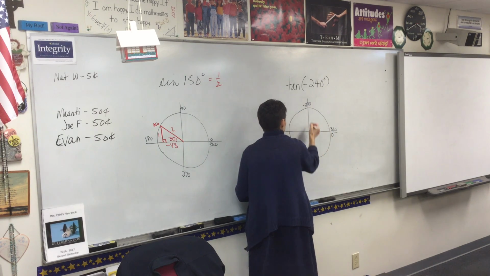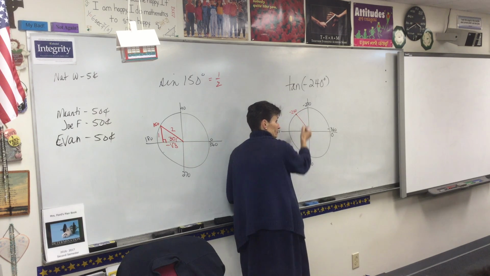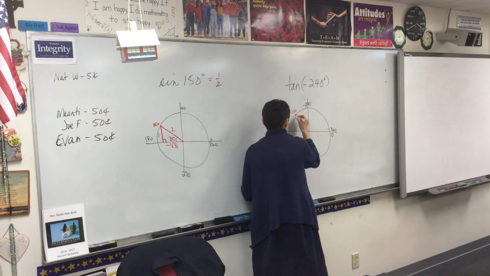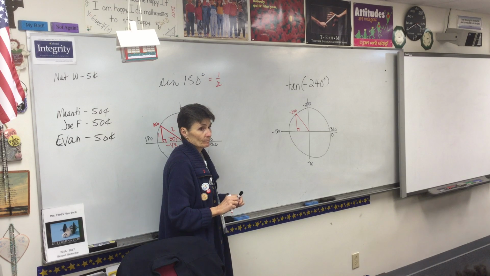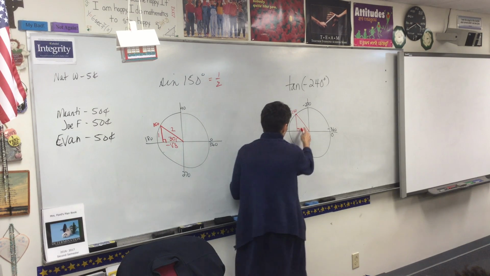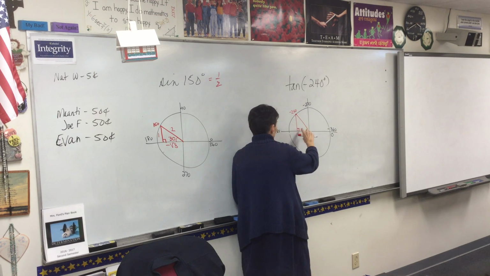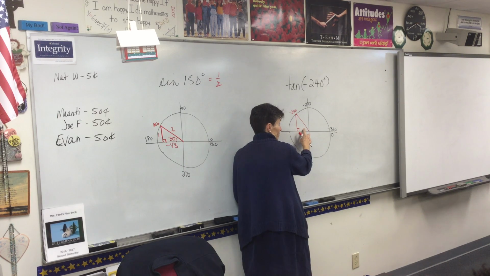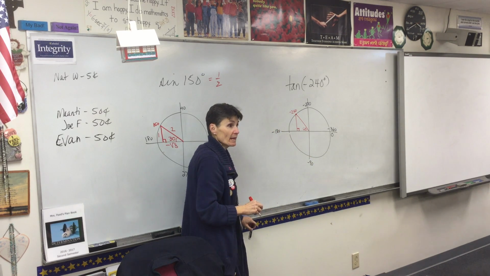Here's 180, here's 270. Wouldn't negative 240 be like right here? If that's 270 and that's 180, 240's in there somewhere. So there's my butterfly bow tie triangle. Now, that triangle uses this side, which is 180, and it uses this side, which is 240. What is the angle between 180 and 240? 60? 240 minus 180? Yeah.